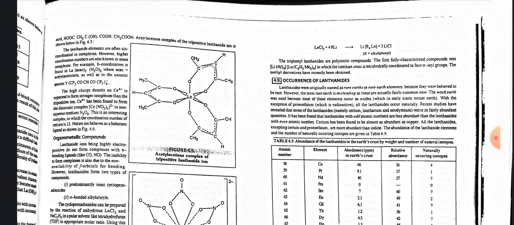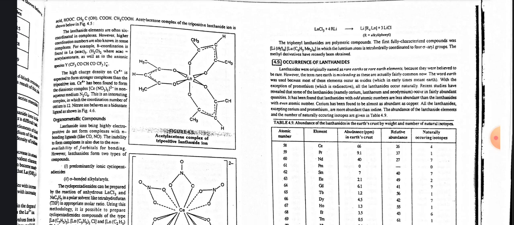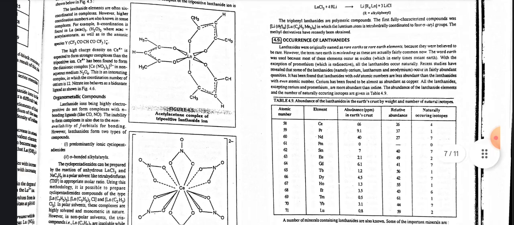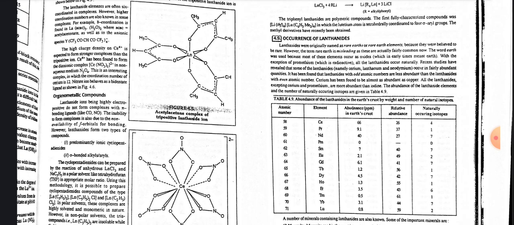The lanthanide elements are often six coordinated in complexes. The higher charge density of Ce4+ is expected to form stronger complexes than the tripositive ion. Ce4+ has been found to form the dianionic complex in the non-aqueous medium N2O4. This is an interesting complex in which the coordination number of cerium is 12. The nitrate ion behaves as a bidentate ligand as shown.